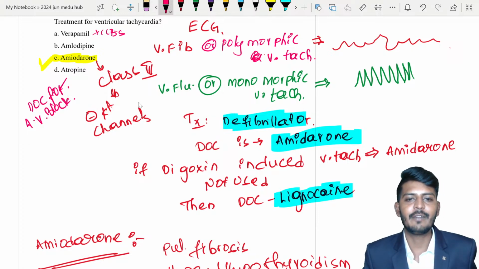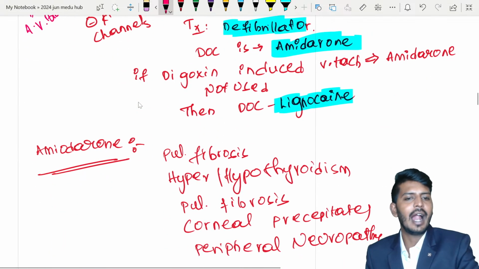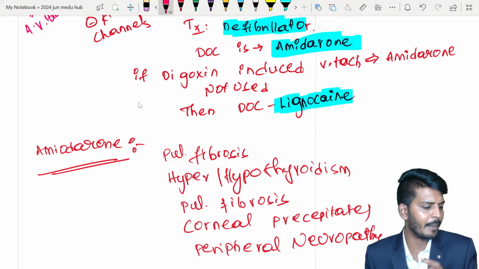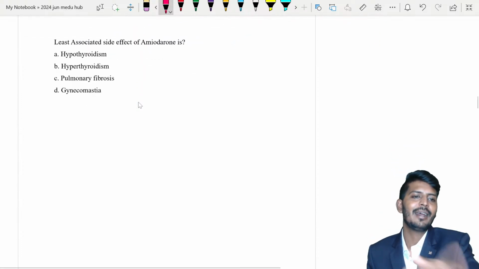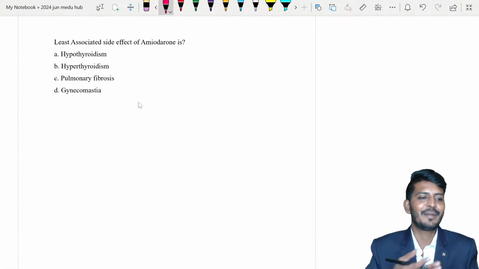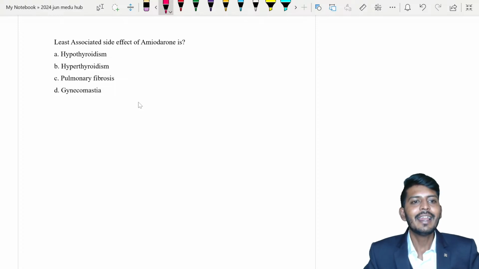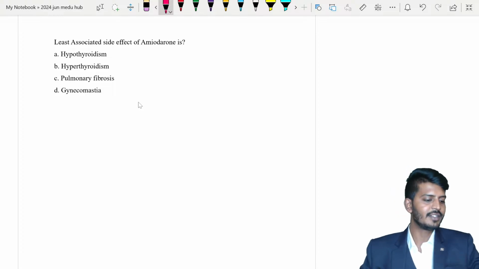Ventricular fibrillation, atrial fibrillation, when to use defibrillator for ventricular fibrillation, okay, and your pulmonary fibrosis done, pulmonary fibrosis and other side effects of amiodarone, okay. So hopefully you understood everything. चलिए आगे बढ़ते हैं. बोला ना least associated side effect, ये last year पूछा था शायद. लीस्ट एसोसिएटेड विद amiodarone, मतलब बहुत कम amiodarone के साथ कौन सी साइड इफेक्ट आता है.